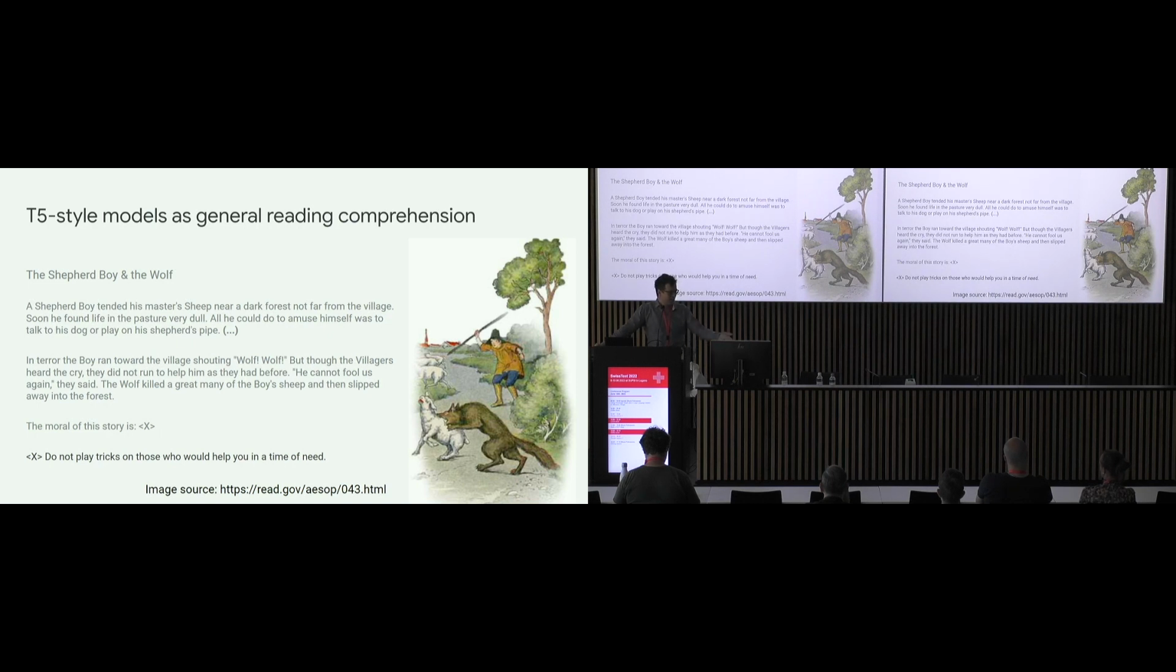And I asked the model, the moral of the story is, and I put a placeholder, and I asked the language model to fill in what was missing there. And the language model writes, do not play tricks on those who would help you in a time of need, which is a really great moral for this story. And it's not in the input; it's figured out, what fits in that context.